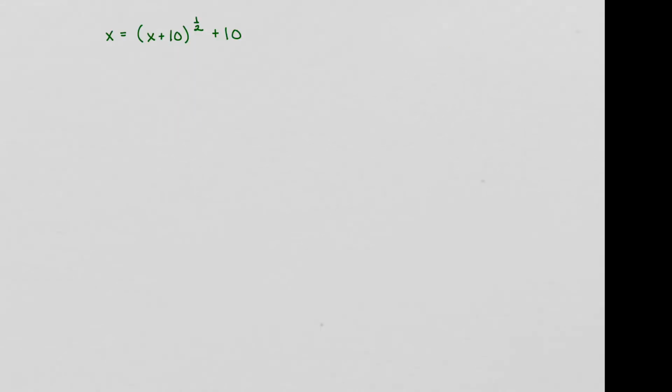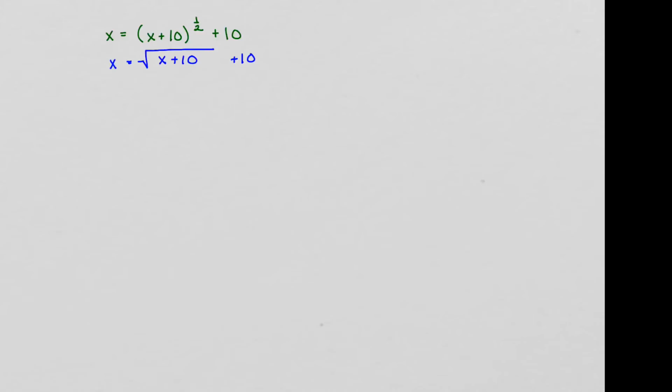So for our next problem, what I want us to note is that this only looks different on the outside. This might start to look a little bit more familiar if we were to write this using radical notation. So instead of x is equal to x plus 10 raised to the 1/2 power plus 10, we can write this as x is equal to the square root of x plus 10, and then keeping that other plus 10 outside of the radical. From here, we're going to use our same process as demonstrated before.